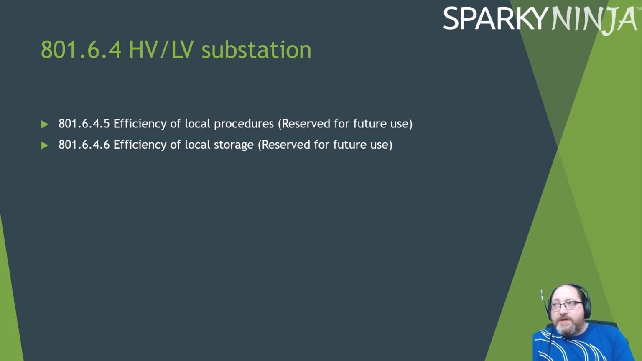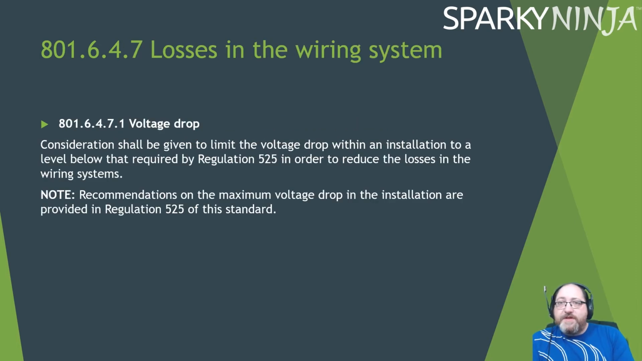We're still in HO16, which is your design there. You've got losses for volt drop now. HO1.6.4.7.1. These regulation numbers are long. Consideration will be given to limit the volt drop within an installation to the level below that required by 525. Again, we've been doing that. Something that we may start doing though is obviously finding the maximum volt drop, getting the next cable, and then maybe just going up again, going up in size to minimize these cable losses.